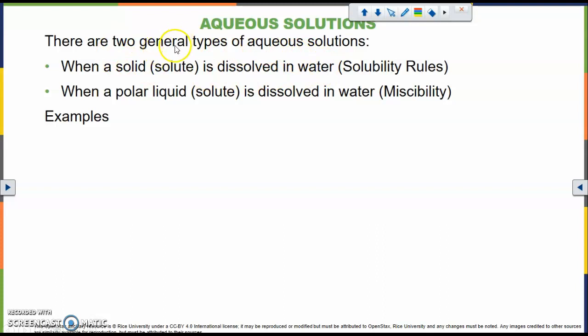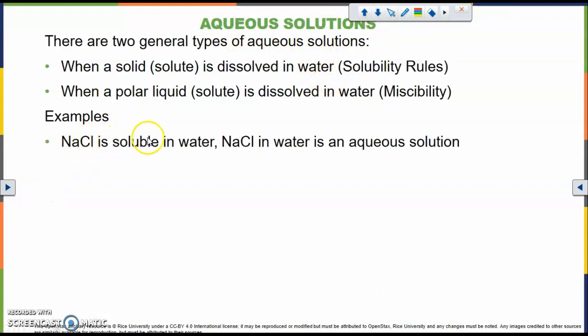Then the other type of aqueous solution is when you dissolve a liquid, also called the solute in this case, in water. So again, the solvent in both cases of aqueous solutions is water. It has to be a polar liquid in order for it to be dissolved in water. Non-polar liquids do not dissolve in water. We know this because an example of a non-polar liquid is oil, vegetable oil. We know for a fact that if you mix vegetable oil with water, you will separate into two different phases, with the non-polar liquid, the vegetable oil, on top, and the water on the bottom. So again, two different types of aqueous solutions, and aqueous means anything dissolved in water.